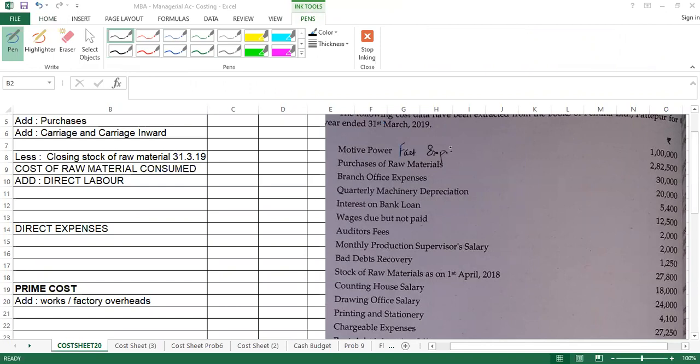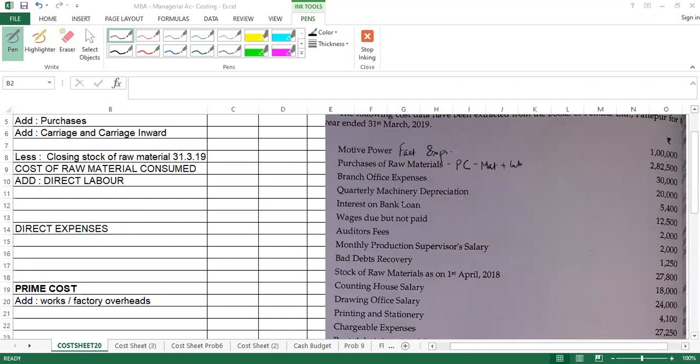Next item. Purchase of raw material. Purchase of raw material is a component of prime cost. In prime cost, what is there? Material plus labor plus direct expense, if you remember. So purchase of raw material will go in prime cost.